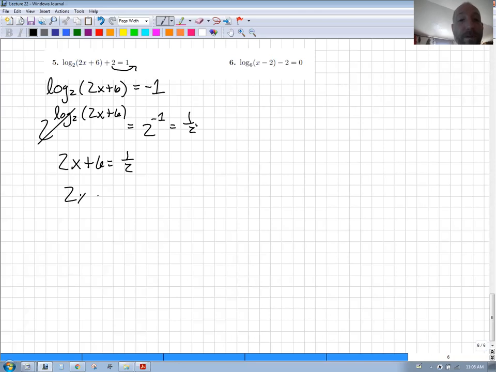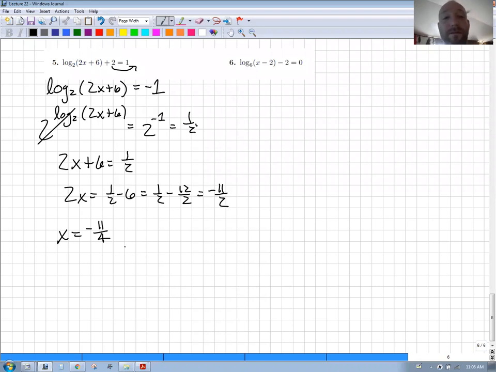So if we subtract 6 from both sides, let's see, 6 would be 12/2. This is -11/2. So now divide both sides by 2. So 11/2 turns into 11/4.